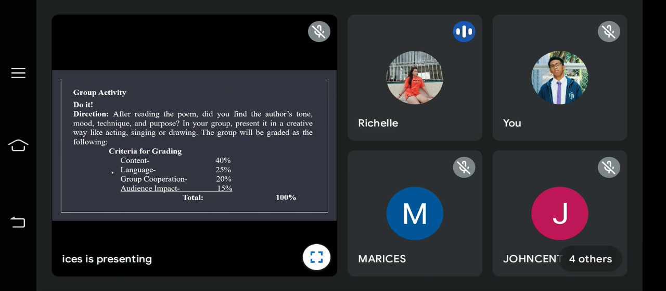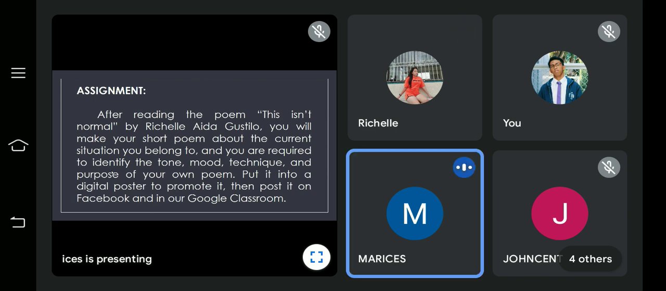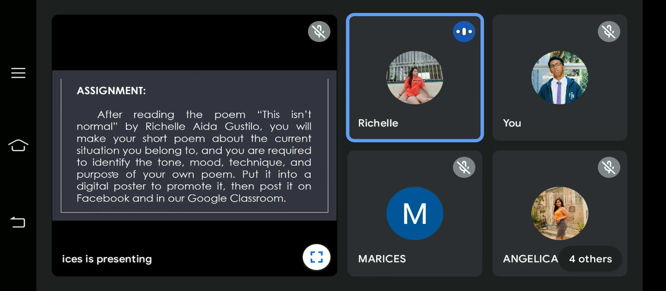So for your assignment, next slide please. After reading the poem, you will make your short poem about the current situation you belong to. And you are required to identify the tone, mood, technique, and purpose of your own poem and put it into a digital poster to promote it. Then post it on Facebook and or our G Classroom or Google Classroom. Is that clear, class? Yes, ma'am. Okay, so very good.